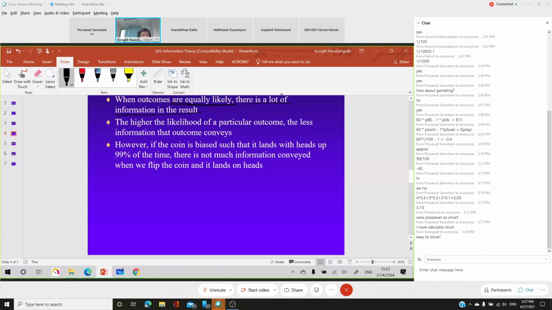But if a die has more certainty on one face, that die has less information. The higher the likelihood of a particular outcome, the less information the outcome conveys. However, if the coin here is biased, such that it lands head up 99% of the time, that's a lot of certainty, right? There's not much information conveyed when we flip. So that's the concept of information.